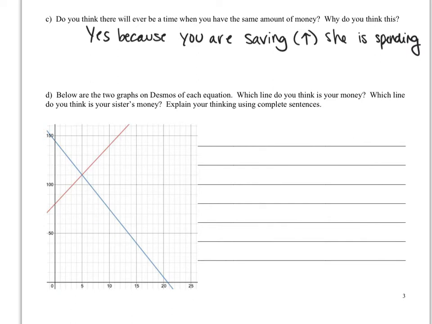Which line do you think is your money, and which line do you think is your sister's money? In this space, explain your thinking using complete sentences. Pause the video, press play when you're ready to check your answers.